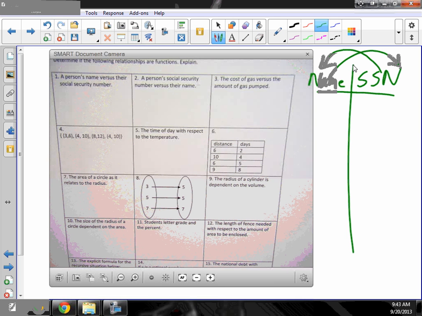Yes. Is the inverse a function? No, it's not. Okay? The radius of a cylinder is dependent on the volume. So this is radius of a cylinder versus the volume. No, why not?